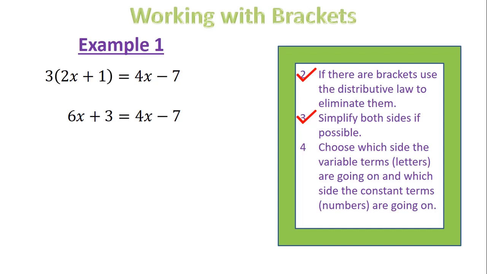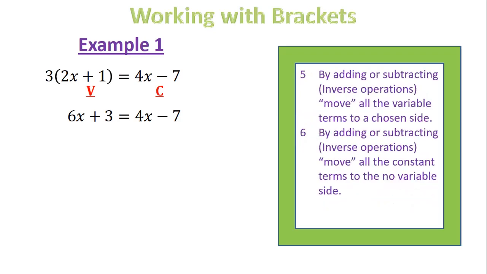Our coefficient on the left hand side is 6. The 6 is in front of the x. On the right hand side, our coefficient of x is 4. 6 is greater than 4, and so we're going to choose our variables on the left hand side and our constants on the right hand side. If you don't understand why I've done this, please go and watch my 4th video in this series, and that will explain it to you. Alright, step 4, done.